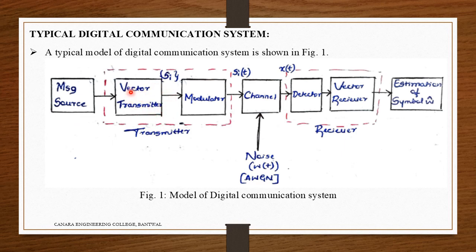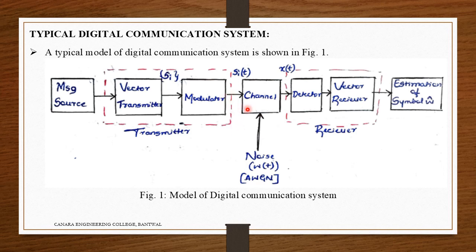It sends this data in different planes to the modulator. This modulator modulates the signal. Modulation is the process we have studied. This whole thing we call the transmitter. After the vector transmitter we get Sx, Sy, Sz, and then Si of t, which is a modulation function, for example a function of some carrier signals. This is how we can take the function.